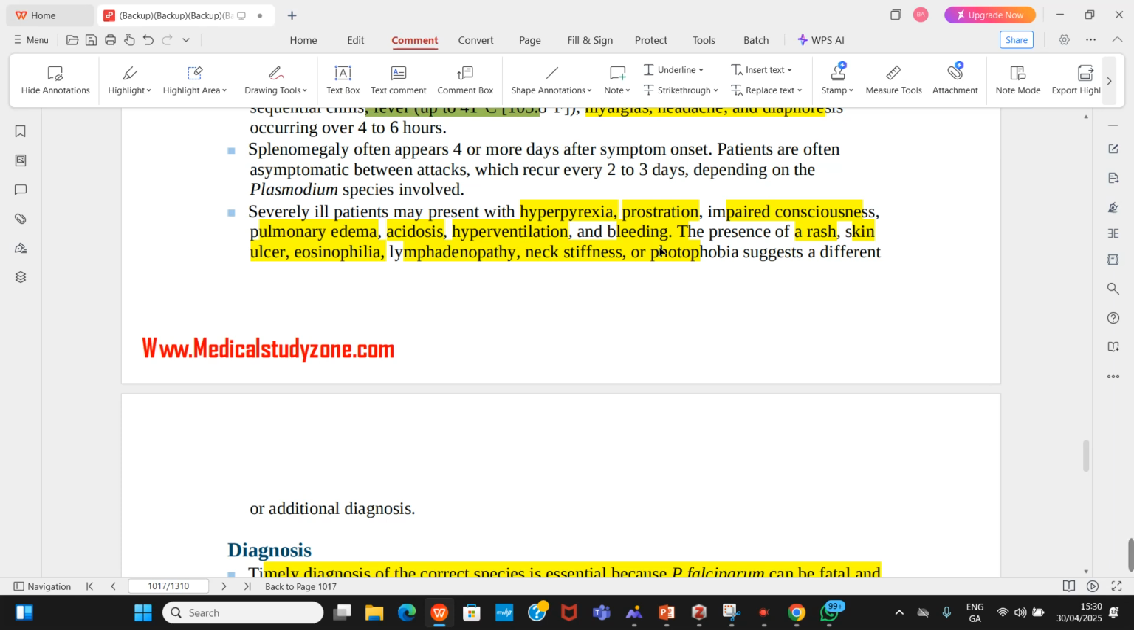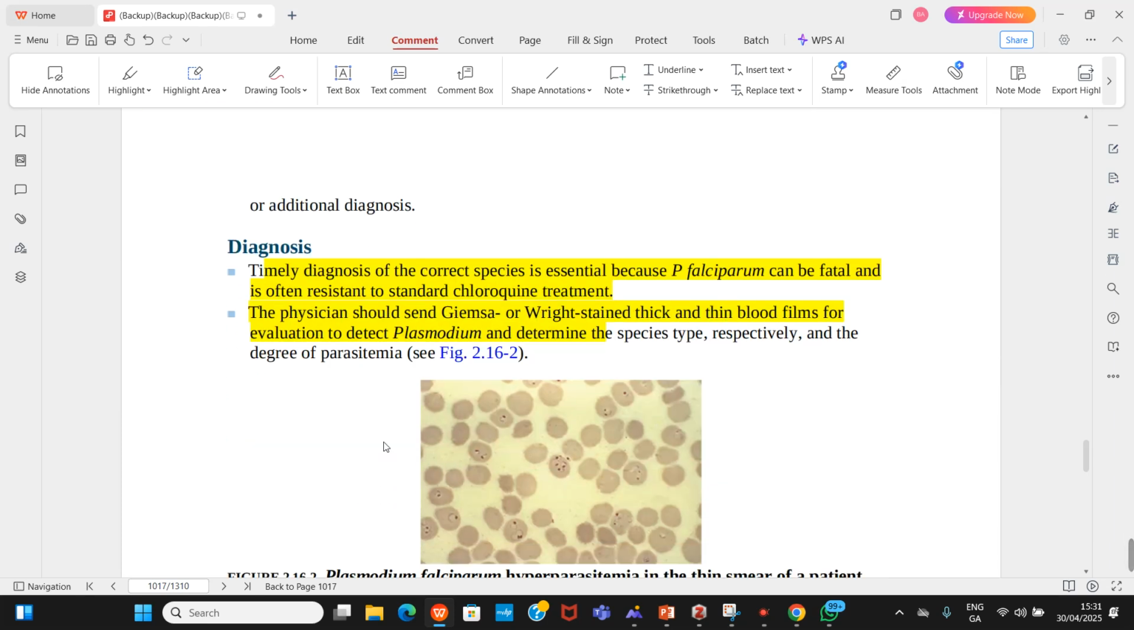So don't think about malaria if we see a rash. We don't expect malaria to cause a rash. We don't expect malaria to cause skin ulcers. Malaria is not going to cause eosinophilia because it's a parasite. It's not going to cause lymphadenopathy. No neck stiffness or photophobia. It doesn't cause meningitis. So if you are seeing all these things, don't think about malaria.